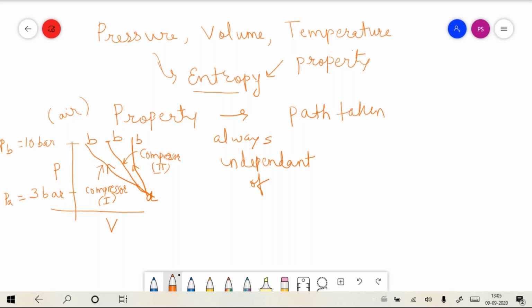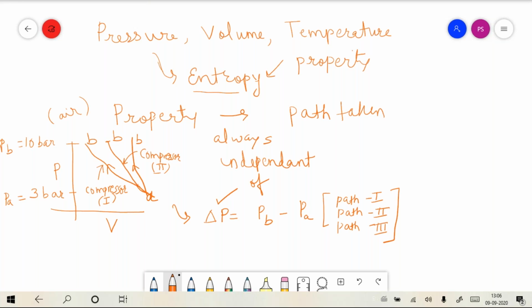So suppose I want to find the change in pressure. How do you find it? You find the change in pressure by the final pressure, that is PB, minus the initial pressure, that is PA. And you are not worried about the path, whether it is path 1 followed by compressor 1, or path 2 followed by compressor 2, or path 3 by compressor 3. Irrespective of the paths taken, this value PB minus PA would be the same.